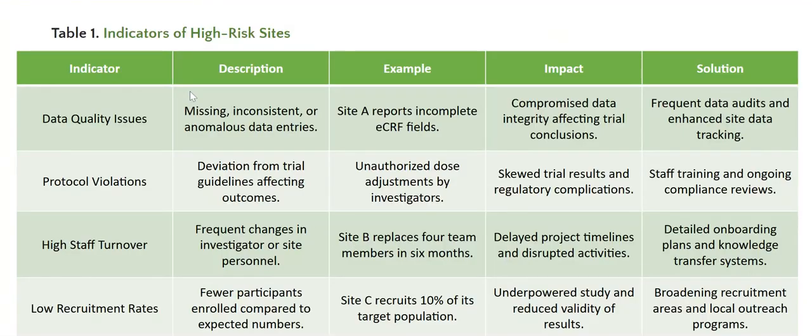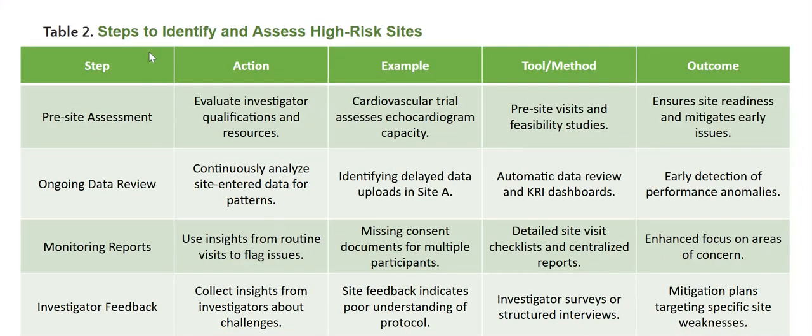Summary table, as upcoming tables summarize what we have covered in this lecture: indicators of high-risk sites as indicator, description, example, impact, and solution. Indicators: we have data quality issues, protocol violations, high staff turnover, low patient recruitment rates, high AE (adverse event) reporting rates.